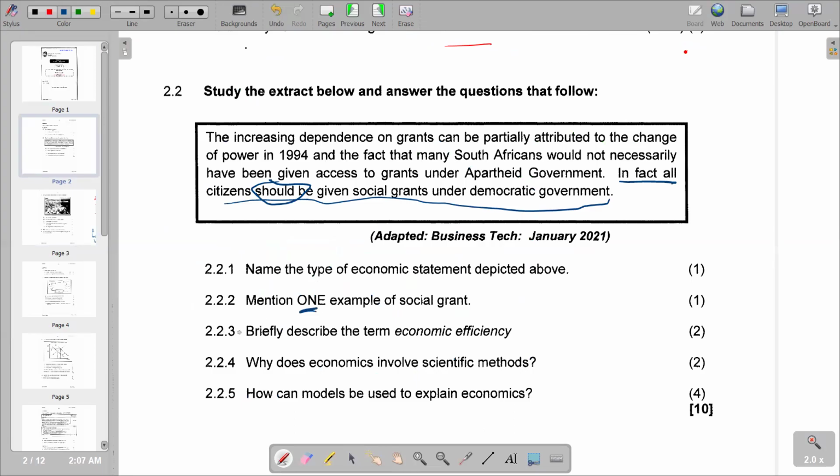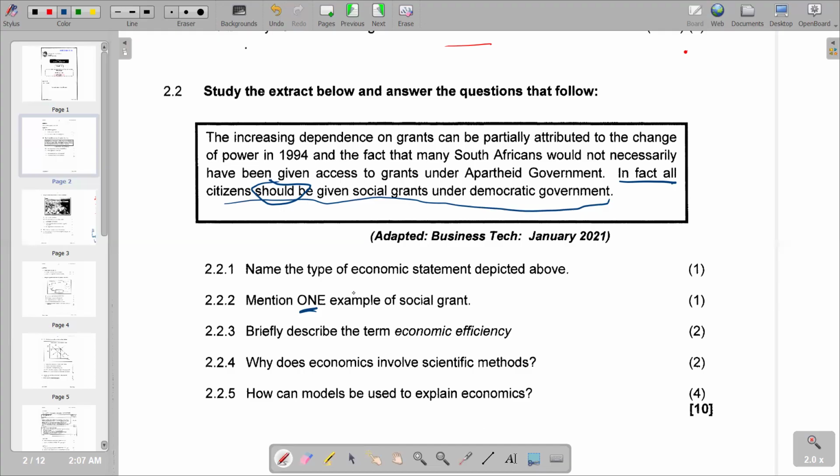So our next question, 2.2.3, briefly describe the term economic efficiency. Economic efficiency is basically described by a peak level of performance that uses the least amount of inputs to achieve the highest amount of output. In other words, through the process, we are going to notice the least wastage is taking place. So that's how we can describe efficiency as a concept.